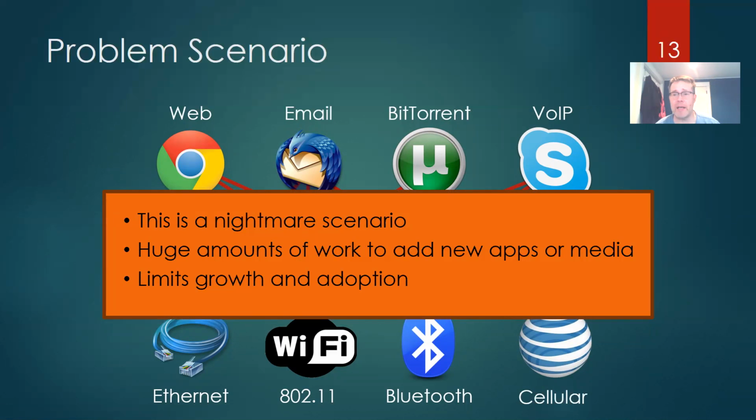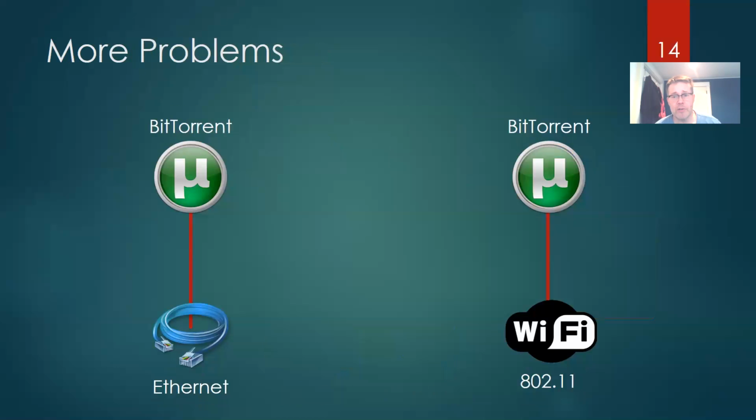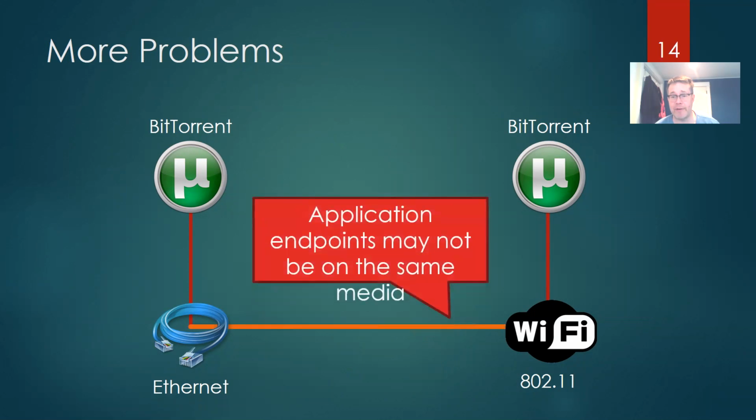All right, so a lot of work to add new apps or new media technologies, and it's going to limit growth because it's going to be more work to develop them. It's going to limit adoption because it may very well be that the new technology is not compatible with a bunch of applications or vice versa. So, same thing with others, even if you just have two end users that are using the same application but on different technology, how are they going to interface?